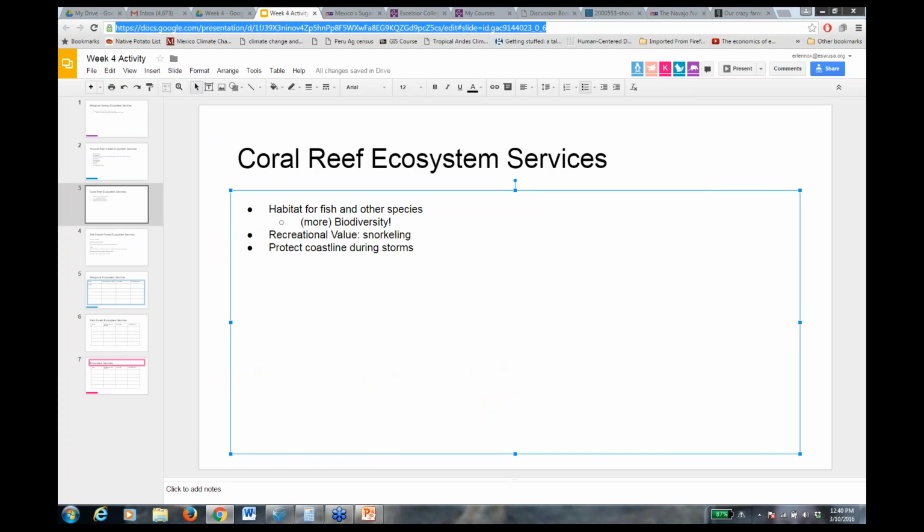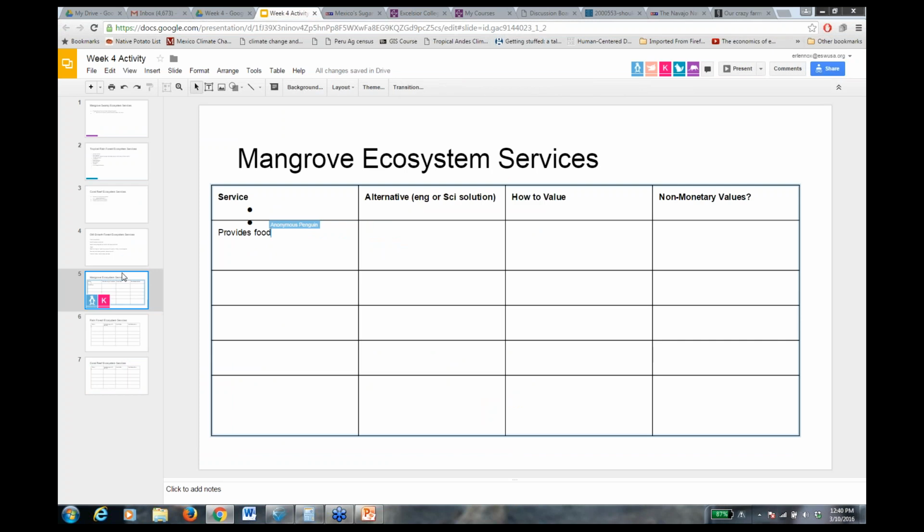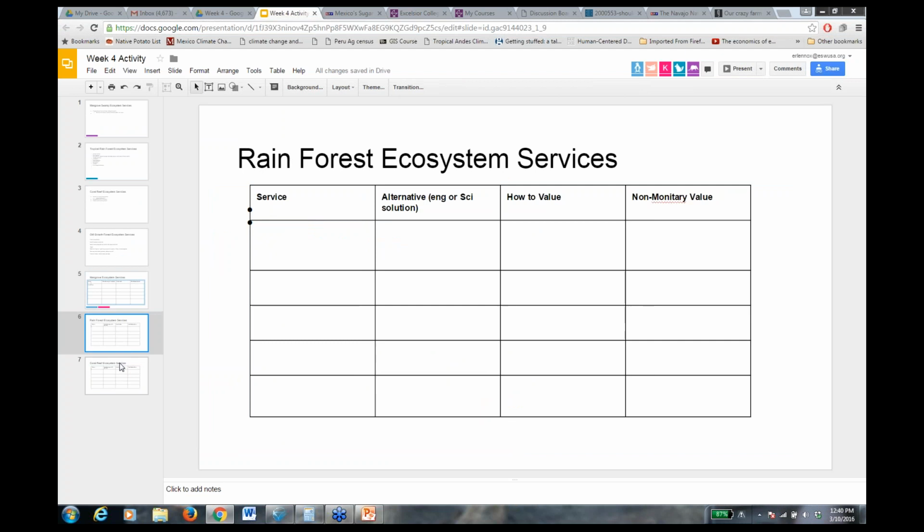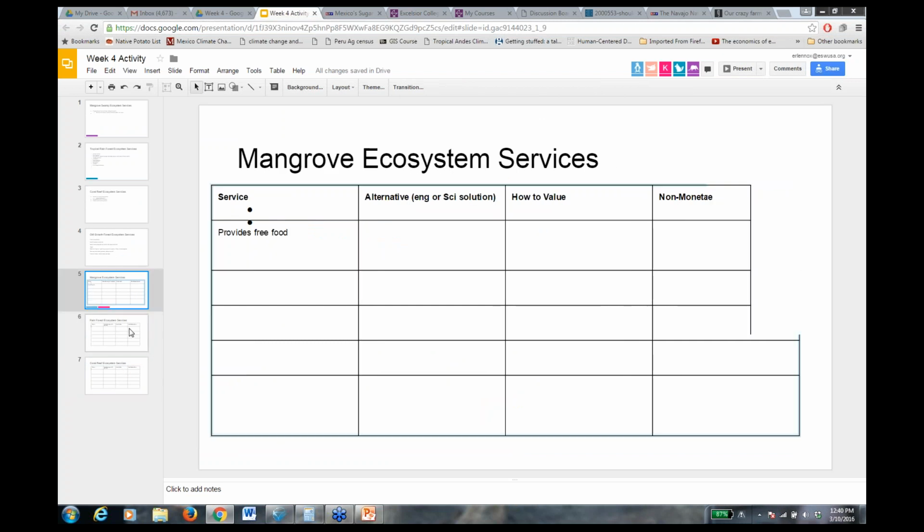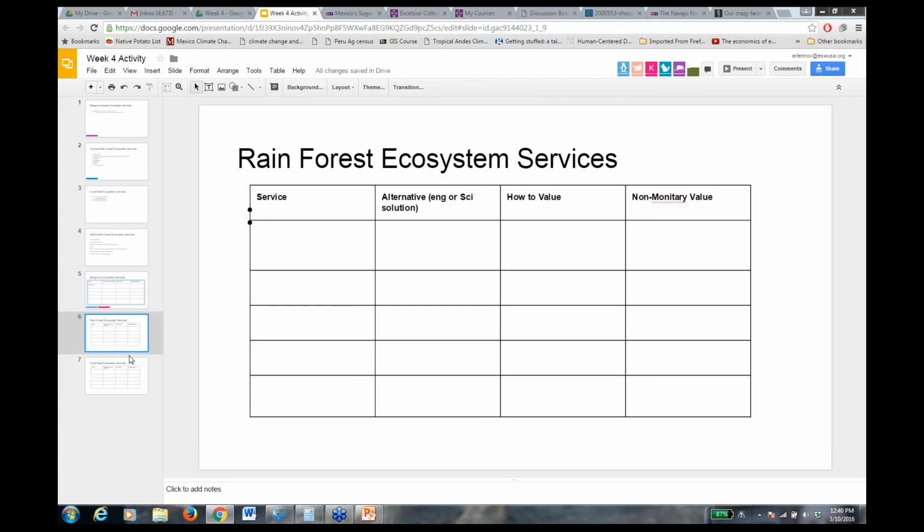So let's see, I'll paste this link here again in the chat box for those that joined a little later. And we want to start down on slides 5, 6, and 7. Mangrove, rainforest, coral reef, we lost one. Yeah, I think we only ever made 3 slides, so I'll add a fourth slide for our old growth studies.